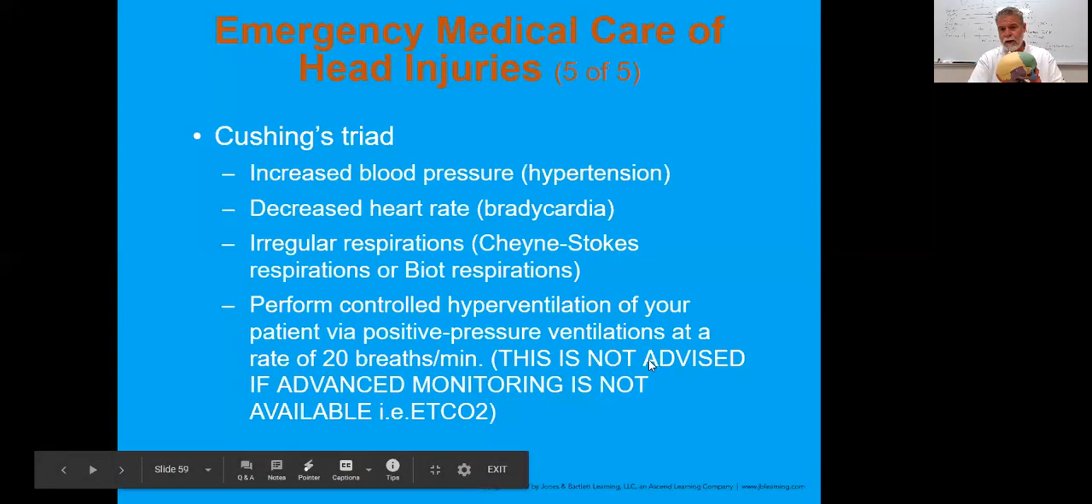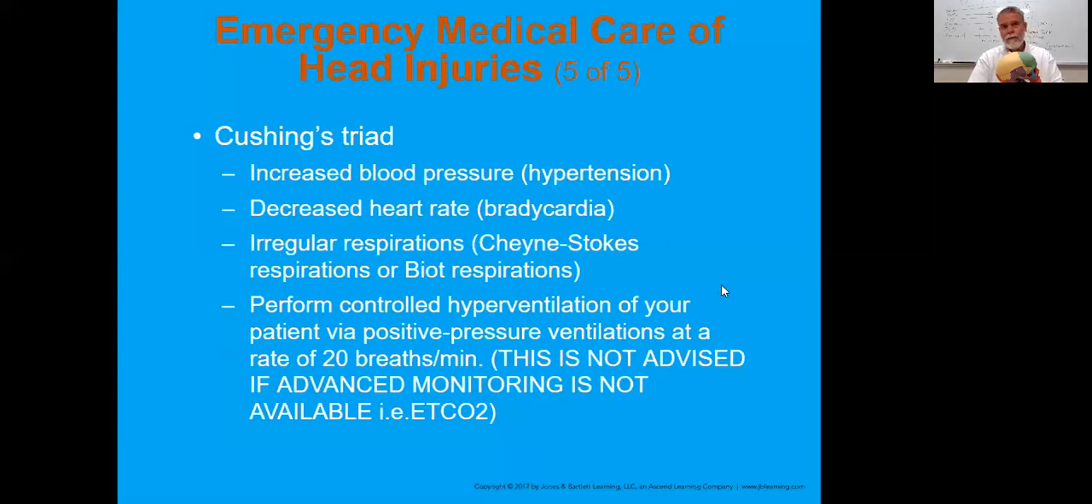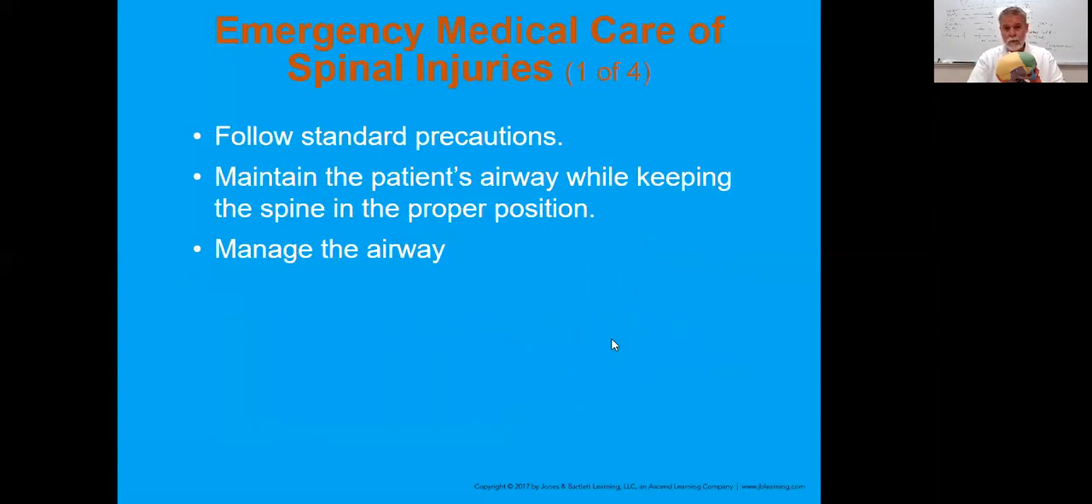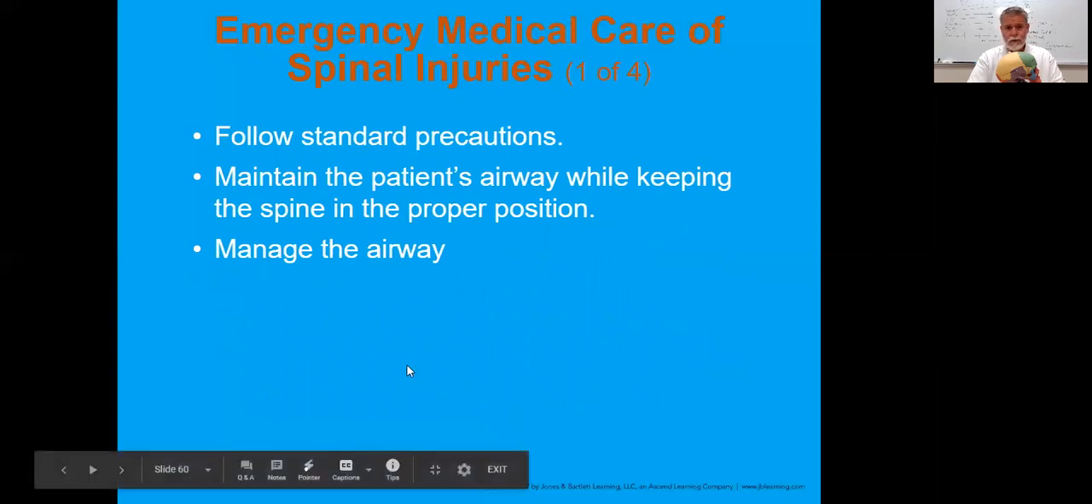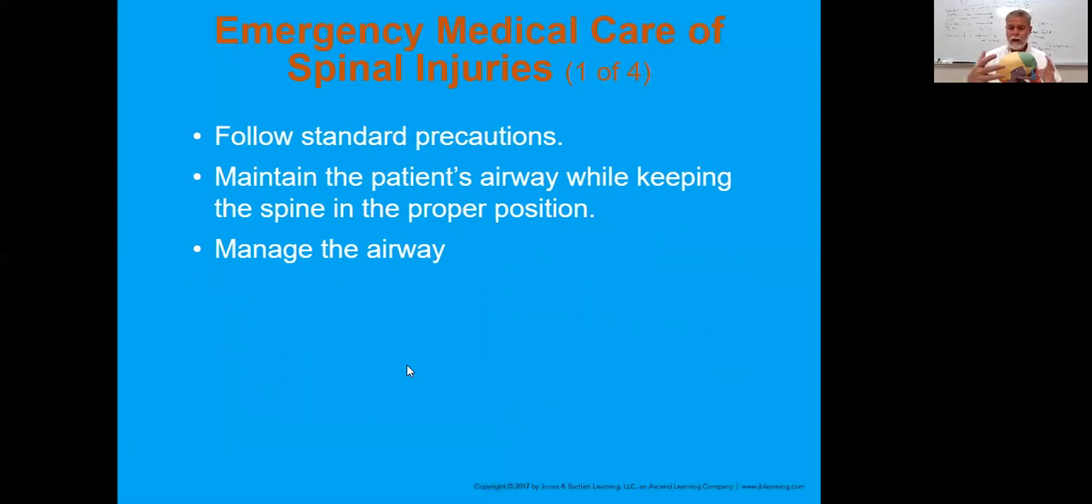This is in an advanced setting, getting into a little different type of trauma assessment, but it wouldn't be expected that you would be doing a controlled hyperventilation on the patient, just because you likely wouldn't have the end-tidal CO2. The care of spinal emergencies, yes, standard precautions, of course we need that. Maintain the patient's airway, okay, keeping the spine in the proper position, trying not to adjust or move that neck more than we need to.